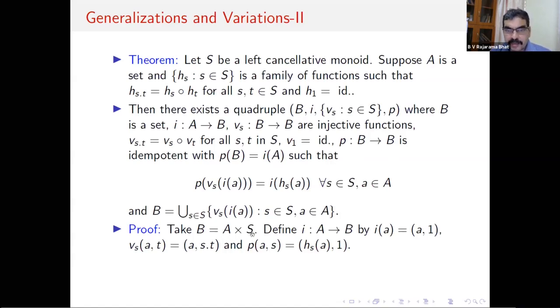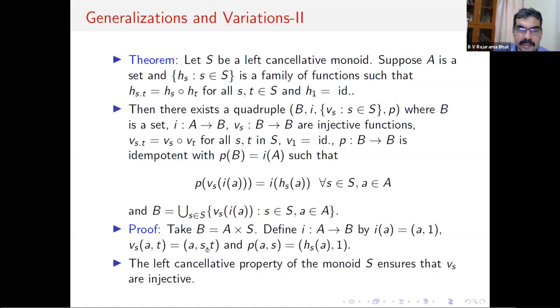So here is the construction: A cross S. Earlier I had Z plus. Same thing, you take the Cartesian product with the monoid S now. It is embedded with 1, instead of 0, as the identity element. Embedded there, you have the shift in the second copy, and the projection or idempotent. Where do I need this left cancellative property? To ensure that these V_s are injective. I need that left cancellation property, you can cancel from the left. Once you have that, these V_s become injective. So the theory can be extended.